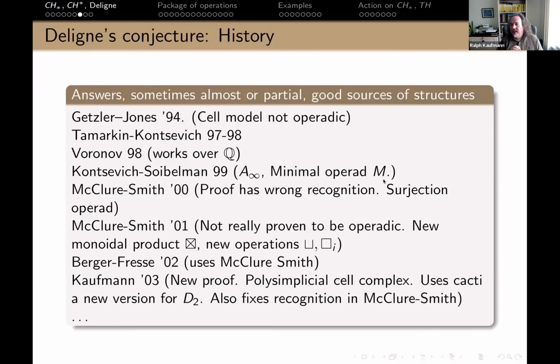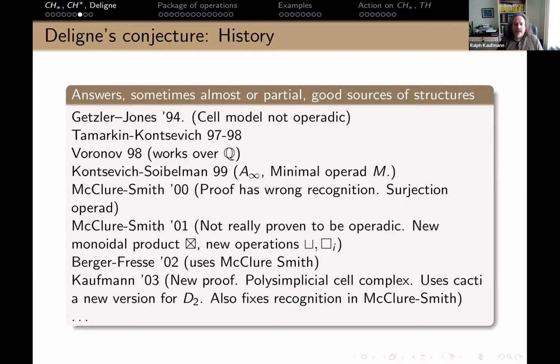It's a graphical thing, which is in terms of trees, and that's why the story still went on, because it wasn't so clear how the geometric part actually works. Then McClure and Smith looked at this simplicially, but they have the wrong recognition principle. So in a sense, they didn't prove it. But they introduced a nice operad, this surjection operad, which is in a sense just a variation of this minimal operad. But this is more easily understood by people that are simplicially minded. But it's the same as this minimal operad.